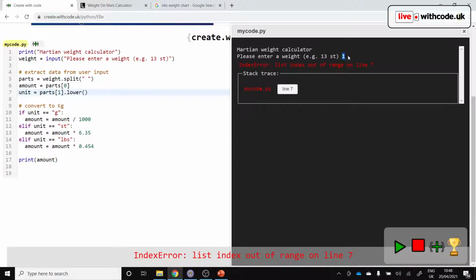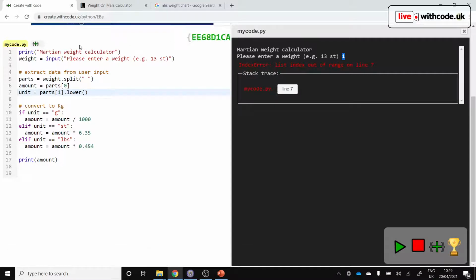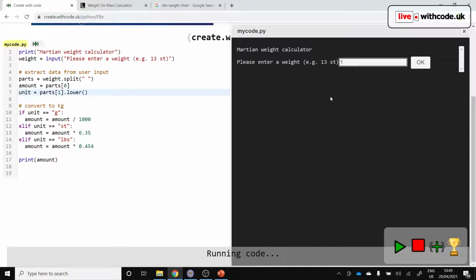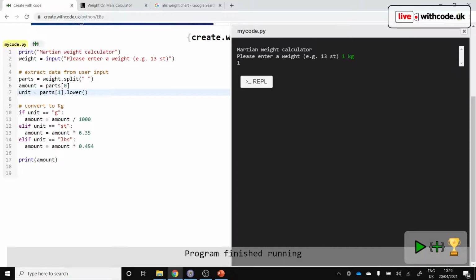We've got an error here because I didn't put in a unit at all. I haven't actually done validation in here. That's one of the challenges for you to work on. But let's see, 1 kilogram is 1 kilogram.